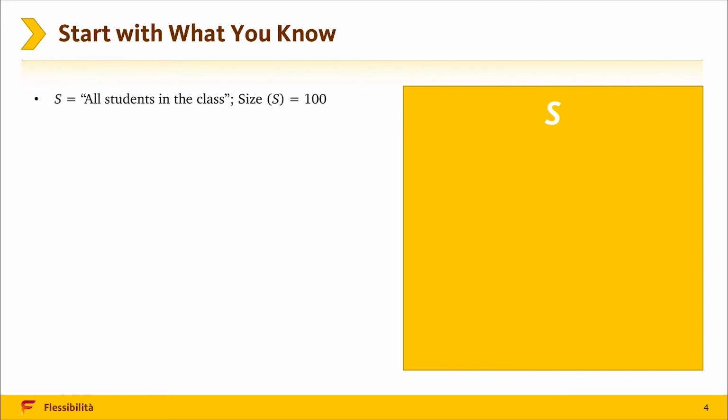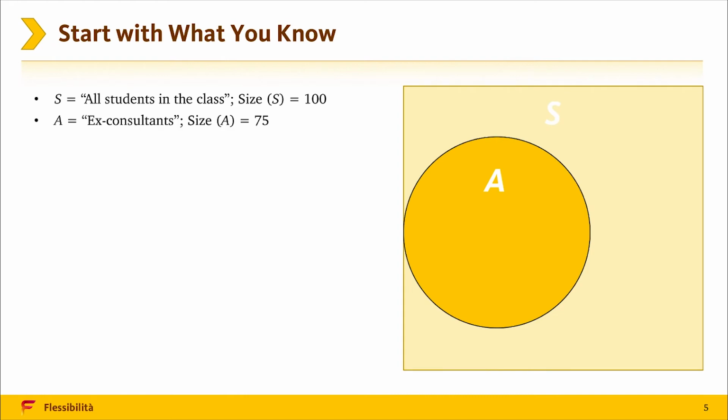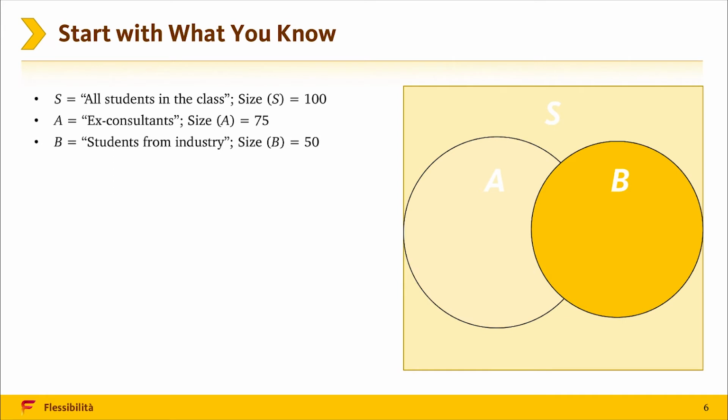We call it S. Then we draw a subset A, all ex-consultants, which is 75 students. A should be within S because it's a subset of S. Then draw a subset B, all 50 students from the industry. Notice that A and B must intersect because there might be students with both consulting and industry experience. Also, A and B lie within S.